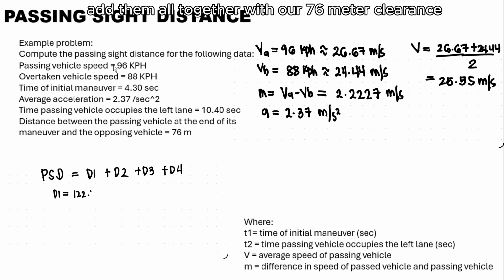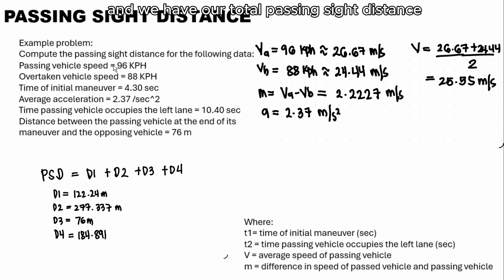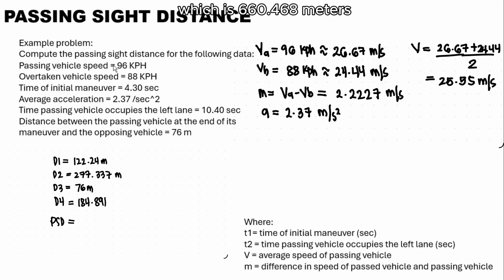Add them all together with our 76-meter clearance, and we have our total passing sight distance, which is 660.468 meters.